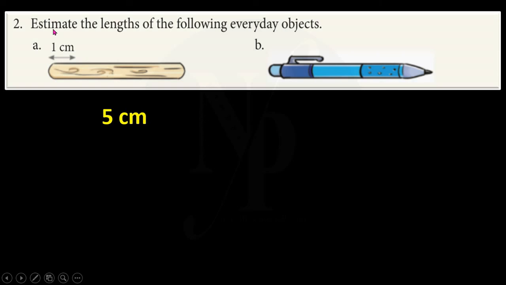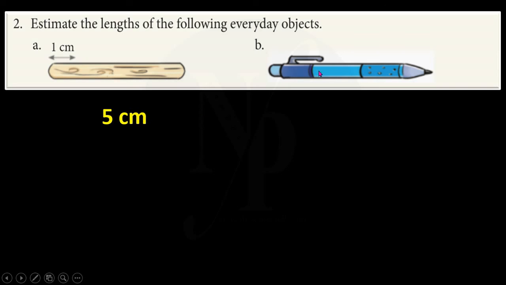Estimating is just giving the approximate value, which should be near to the true or exact value of that measurement. When you measure, this should be around 5 centimeters. It may be 5.5 centimeters, 6 centimeters, or sometimes it may be 4 or 4.5 centimeters also. So the estimated length of this object is 5 centimeters.